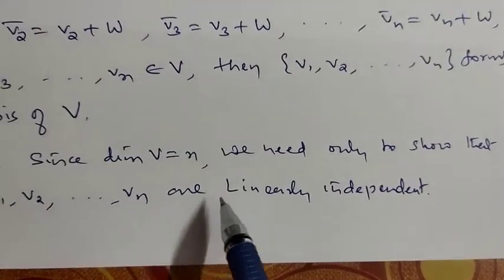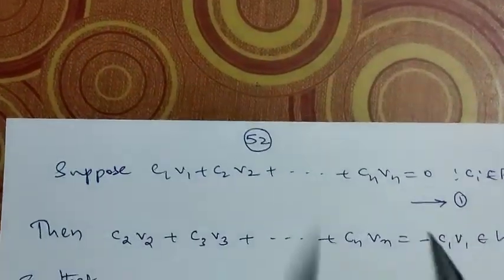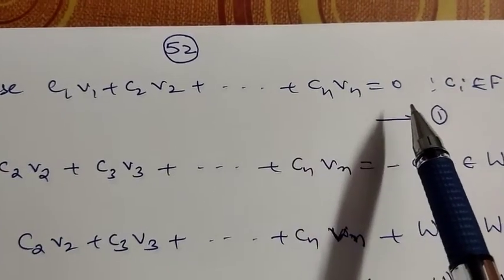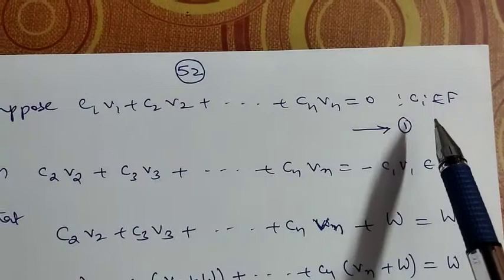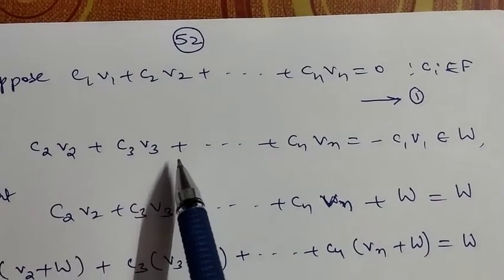For this you consider the linear combination, say c1 v1 plus c2 v2, etc., plus cn vn is equal to 0, where each ci belongs to F. Then what will happen? So this implies c2 v2 plus c3 v3, etc.